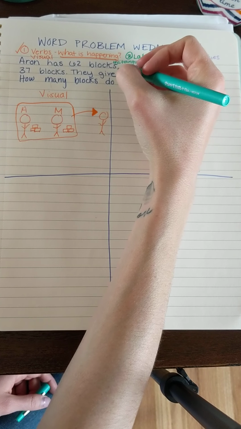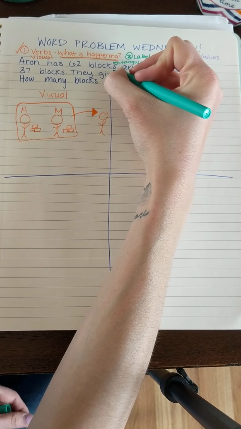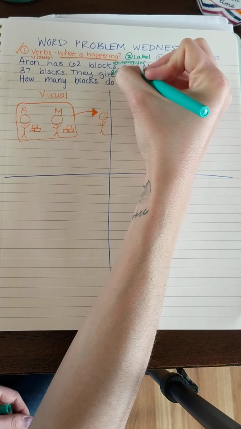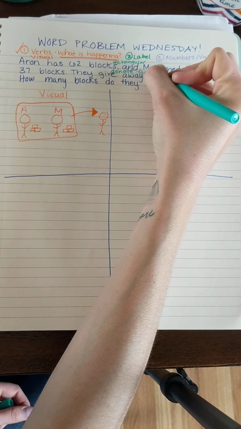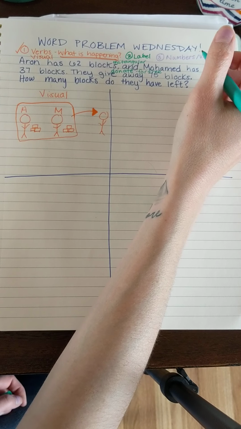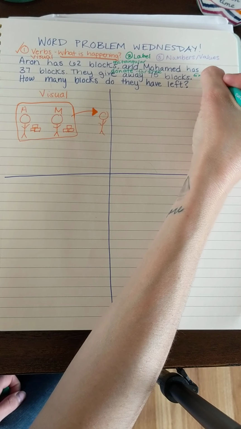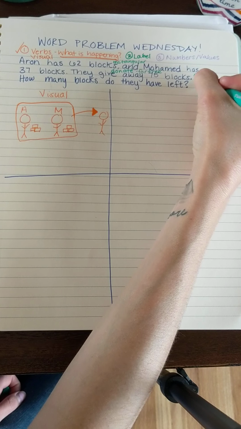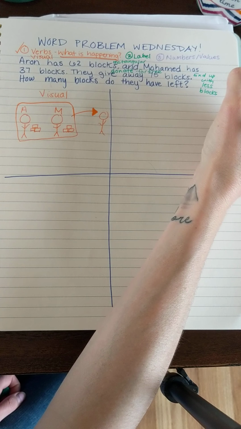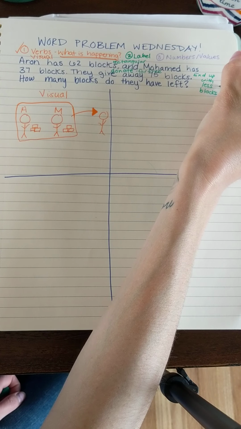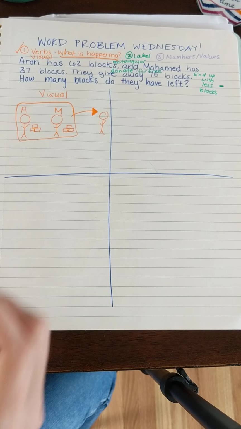Okay, he's got blocks. They give away some blocks. Okay, so to give away is not to sell. When you give something away, it's more like you're donating something. You're giving it for free to someone. And if they're giving it away, that means they're going to end up with less blocks. And whenever I end up with a smaller number or less, I think about how we would need to subtract.